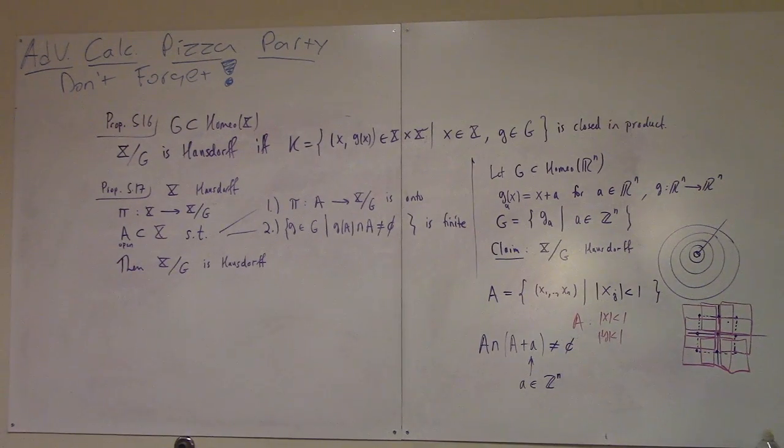Oh, I'm sorry. So if G is a finite group of homeomorphisms of a Hausdorff space, then X mod G is Hausdorff. It says just apply proposition 5.17, which was the one I've written there, to the case A equals X itself. Of course, X is open. Of course, if G is a finite group, then it is trivially finite.